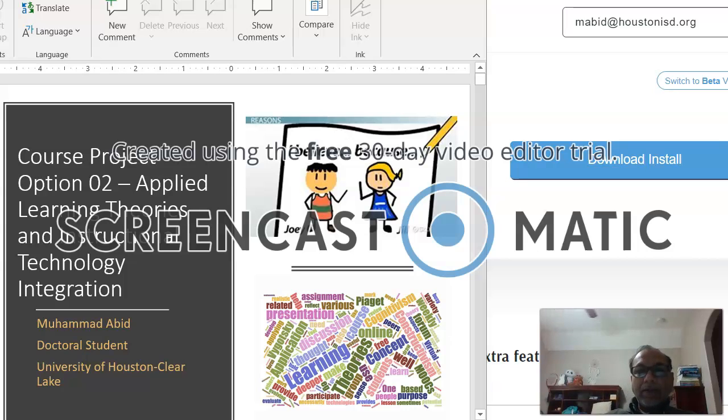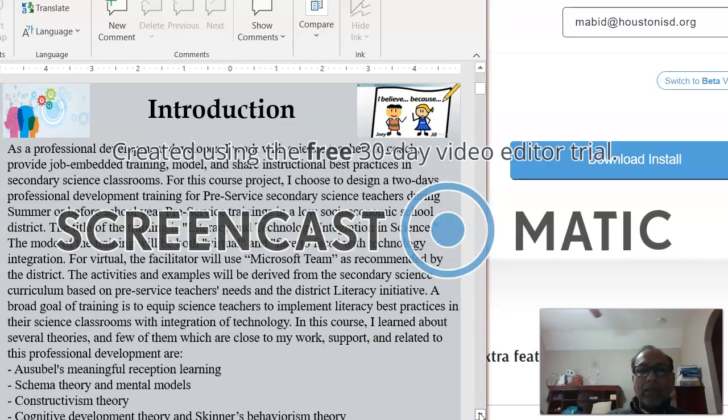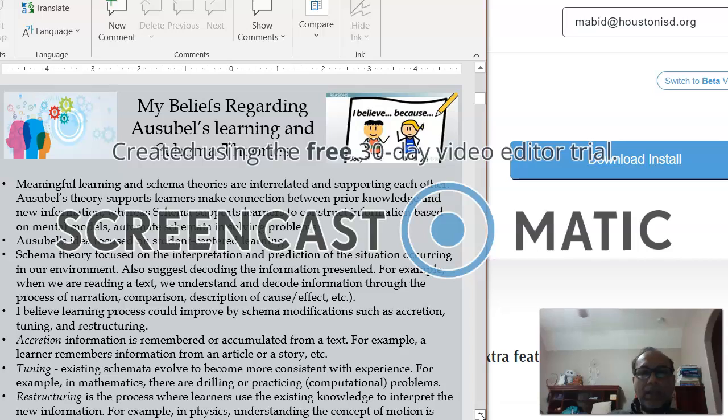The next few slides that you're seeing right over here are my beliefs regarding different theories, like my beliefs regarding Ausubel's meaningful learning theory. I consider that Ausubel's meaningful learning theory, in modern days, provides a framework like a student-centered and teacher-facilitator model, where the students are the center of teaching and the teachers are the facilitators.